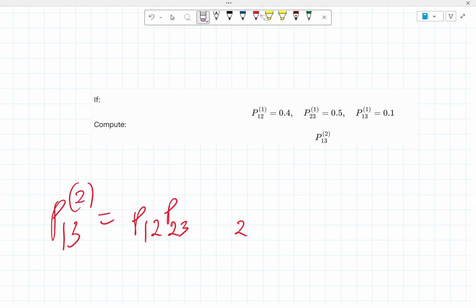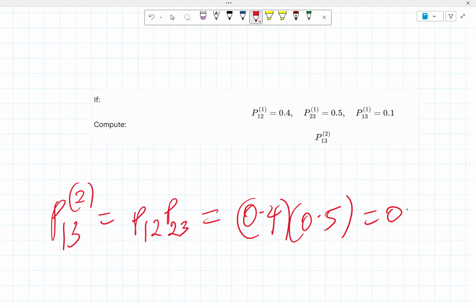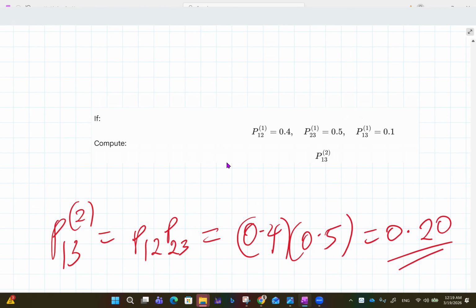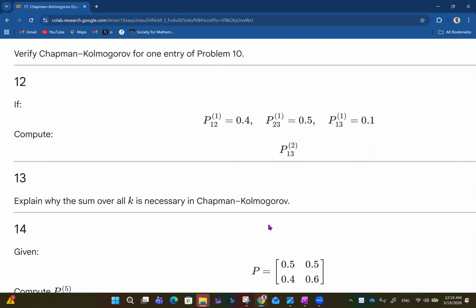Okay, let me just clean this off and keep going. So that's P12, that's 0.4 multiplied by P23, that's 0.5. And that is simply 0.20. And that's it. Yeah, that's what we can do with that one.